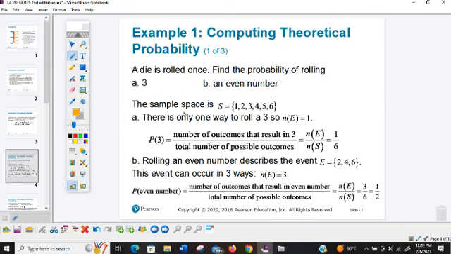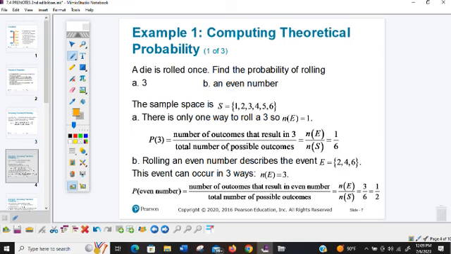So let's talk about the sample space for a dice. There's 1, 2, 3, 4, 5, and 6. That's your possibilities on a dice. One side has 1 dot, one side has 2 dots, and so on. Now, the probability we get a 3. Well, 3 happens one time out of the 6. So the probability would be 1/6.